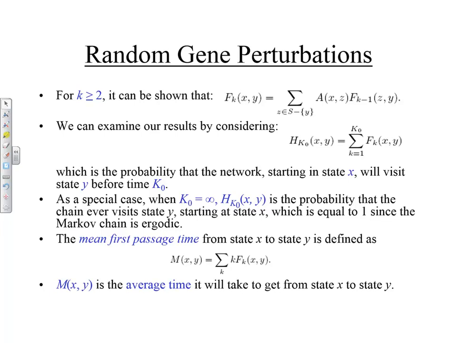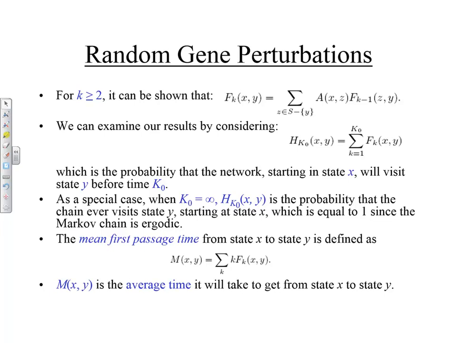This is the good old formula for calculating the mean of a discrete random variable, and this is called the mean first passage time, Mxy, the mean first passage time from state x to state y. So Mxy is the average time it will take to get from state x to state y. And here you would like to minimize the mean first passage time.